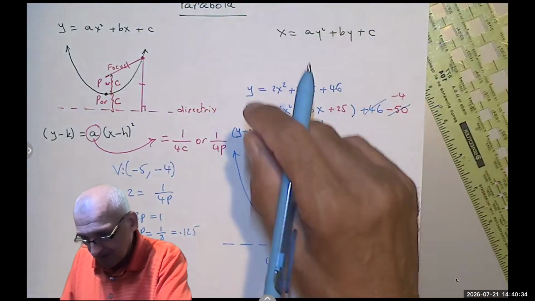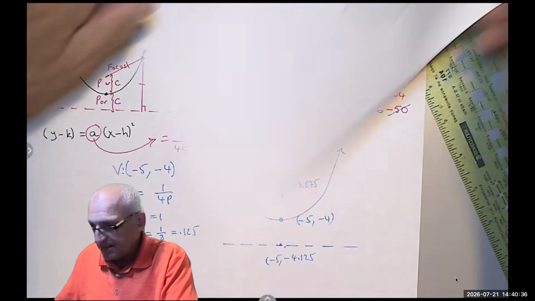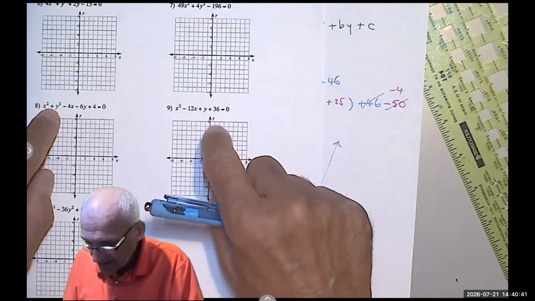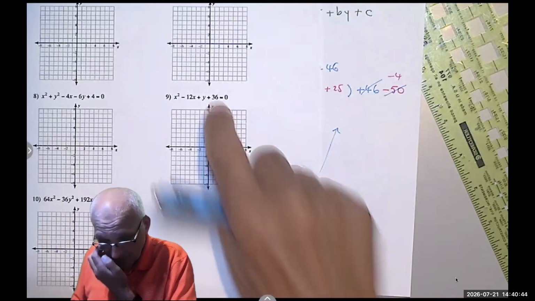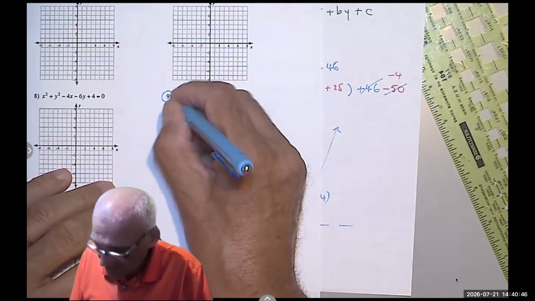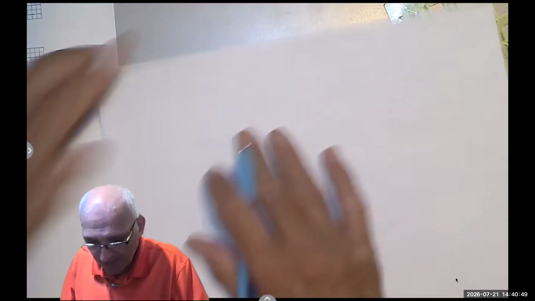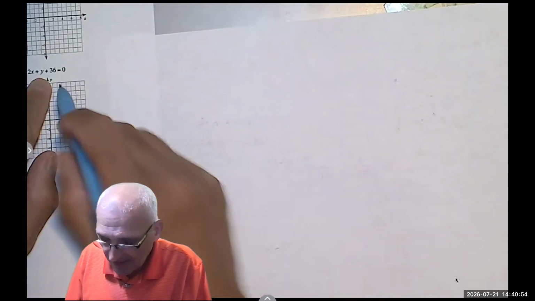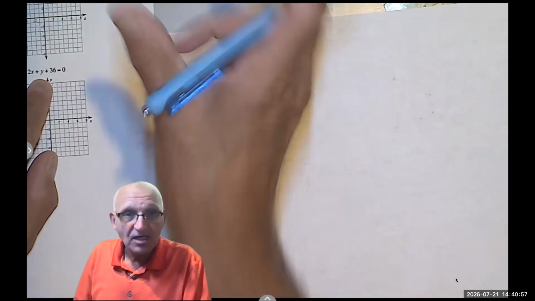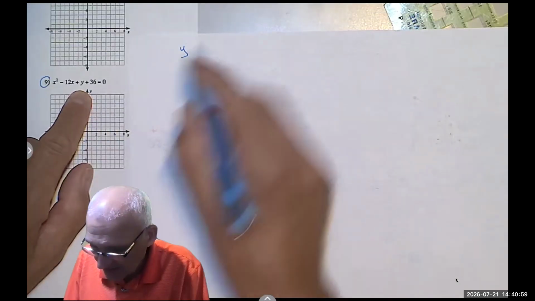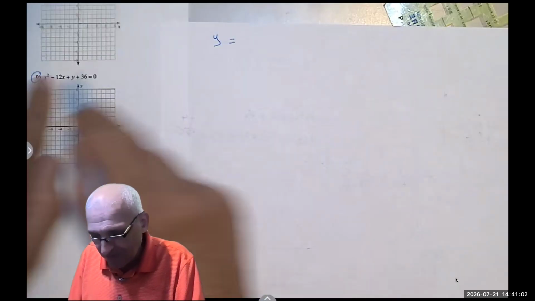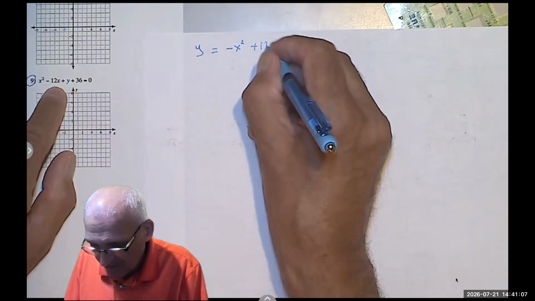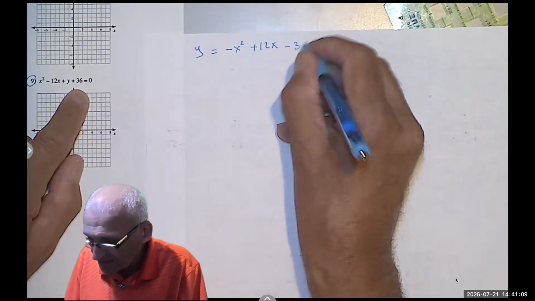Let's take another one. There is another one on this page. Ellipse, ellipse, circle, this one, and hyperbola. You will do the math here. This one also has y as the axis of symmetry, so it's opening up or down. In fact, it's opening down this time. Why? Because when I move these to the other side, they become negative x squared plus 12x minus 36.